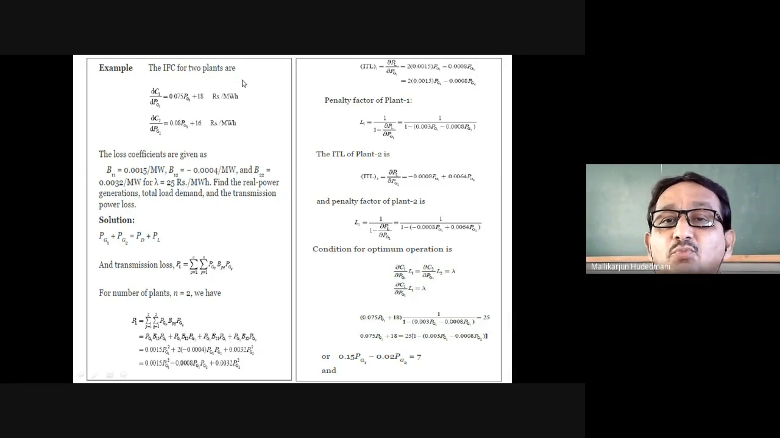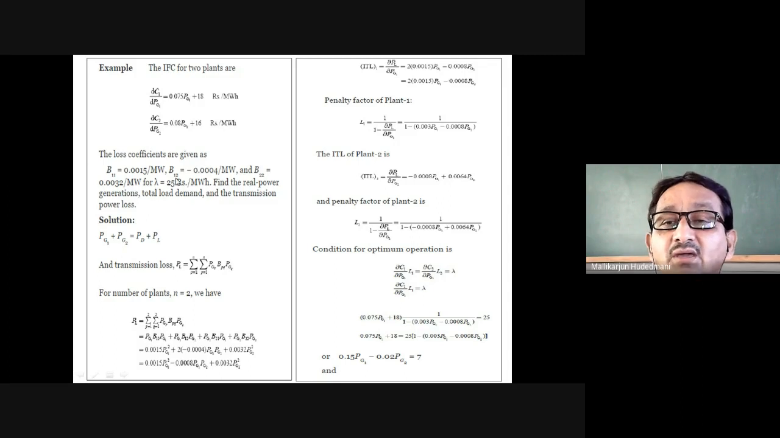Incremental fuel cost of two plants are given by dC1/dPG1 as 0.075 PG1 plus 18 rupees per megawatt hour, and dC2/dPG2 as 0.08 PG2 plus 16 rupees per megawatt hour. This is the incremental fuel cost. Then the loss coefficients of this system are given by B11, B12, B22 in terms of fraction per megawatt. You can see over here, B11 is given, B12 is given, B22 is given.